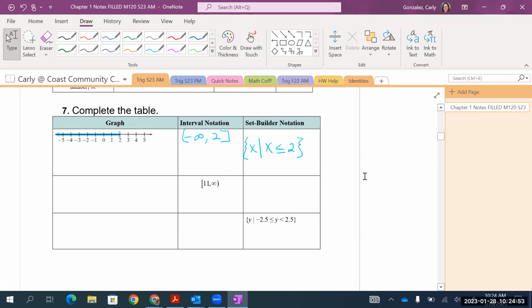All right, for the next one, we're given the interval notation of bracket 11 to infinity. So let's go ahead and graph this. So we're going to need a number line. And if you want, you can include 0, but you do not have to. I'll go ahead and start at 9 and see how far I get.